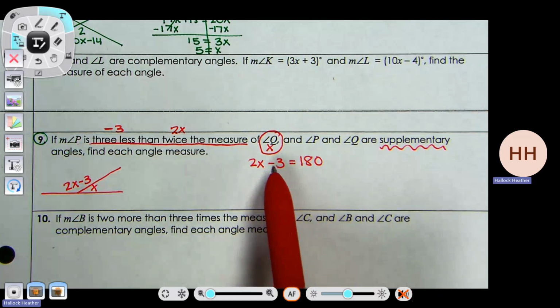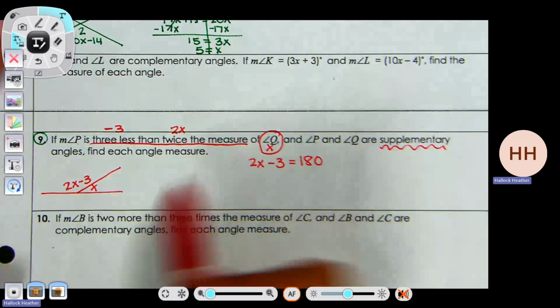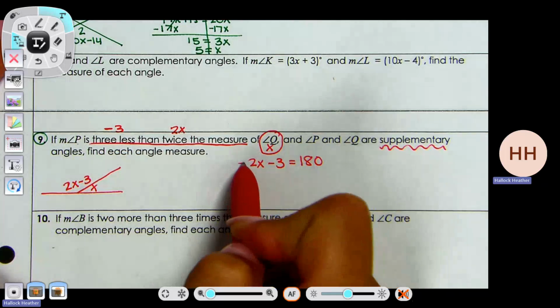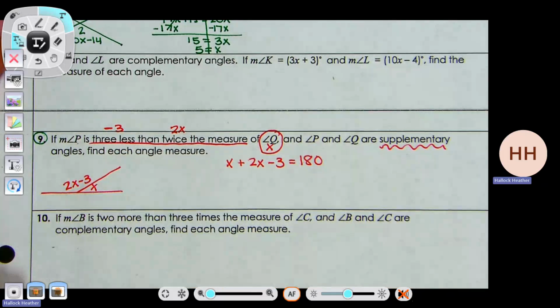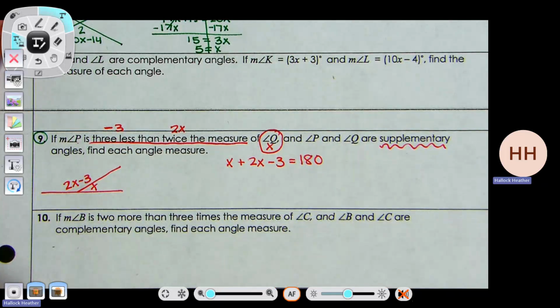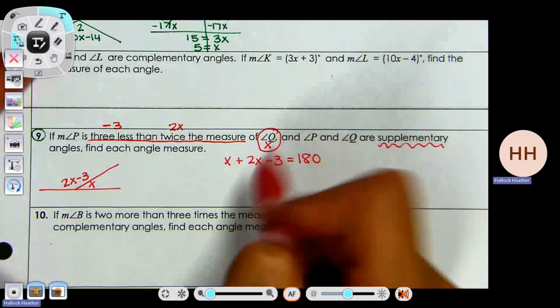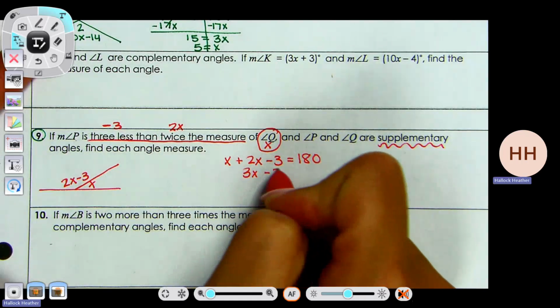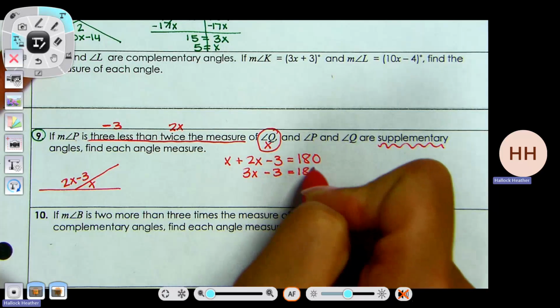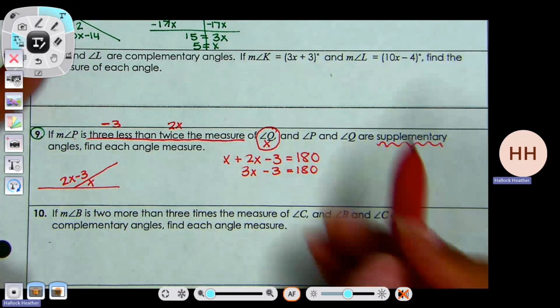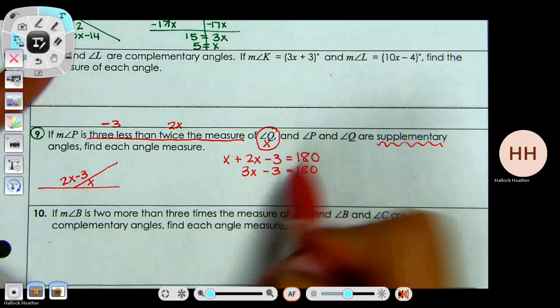But you're forgetting to add in the additional angle. So you have to add in the original x. There's always an extra x in these weird word problems because you have to add angle Q. So don't forget the extra x. So x plus 2x is 3x. Minus 3 equals 180. So if I add 3, 183.